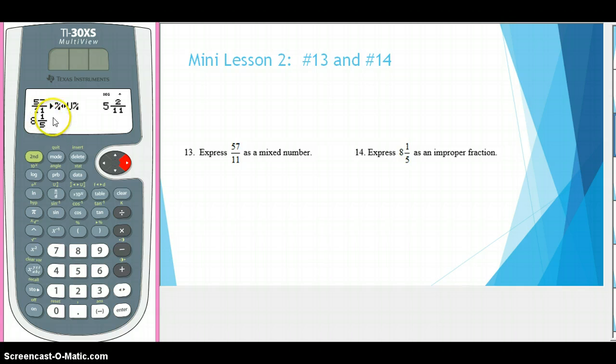Now I'm going to use the same button I used up here. Whatever you give it, it will give you the other form. So here we gave it an improper fraction, so it changed it to a mixed number. Here we're giving it a mixed number, and if we hit this button, it's going to change it to an improper fraction. And we get the result of 41 over 5. Let's look at one more type of problem.